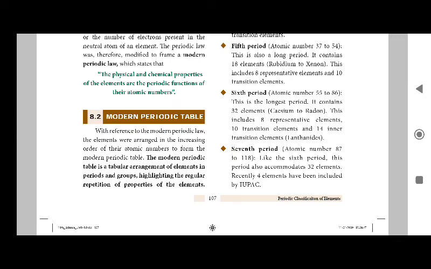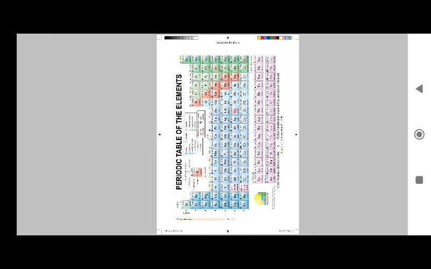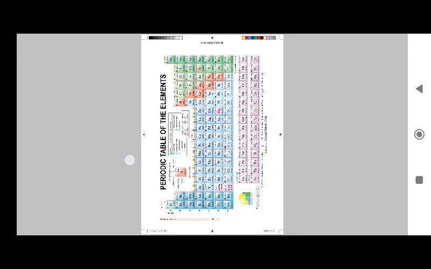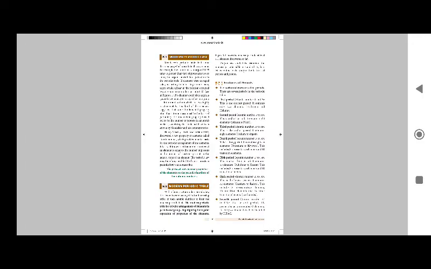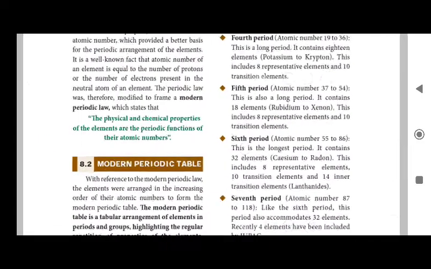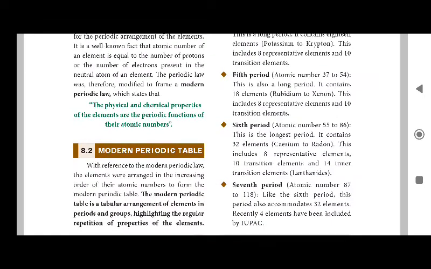What is the modern periodic table? This is an important question and a very interesting topic. I'll show you the periodic table, and in the next page, if you can see, you will have the periodic table of 118 elements, right? So, the periodic table with reference to the modern periodic law.